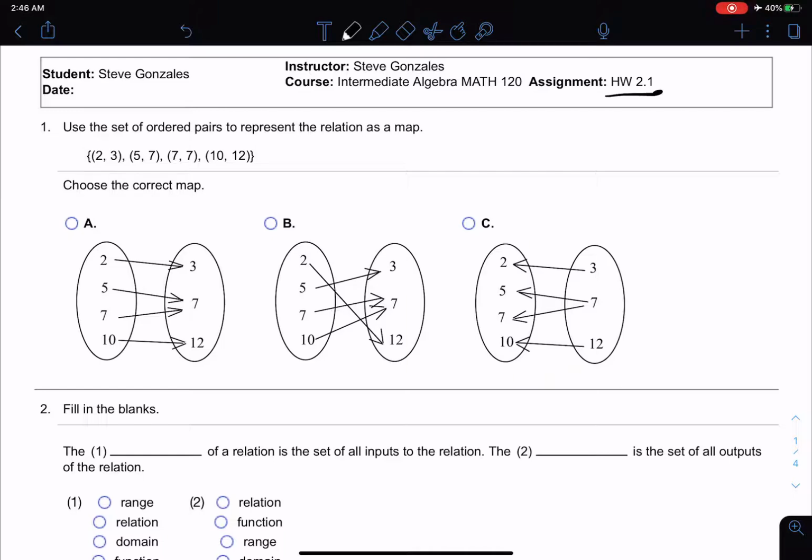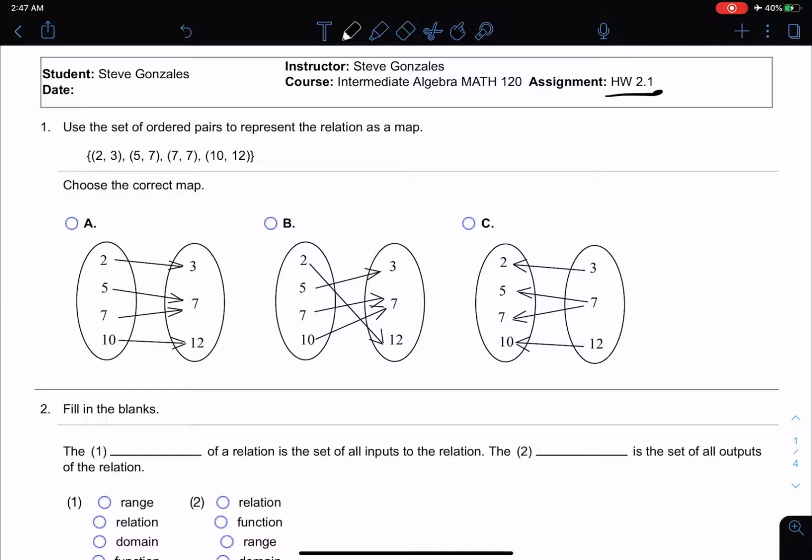It says use the set of ordered pairs to represent the relation as a map. So a relation is just, I guess the basic definition of a relation is that it's an element in one set, in our context would be x values, corresponds to elements in a second set or output set, which are the y values. So we're trying to figure out which one of these maps makes sense.